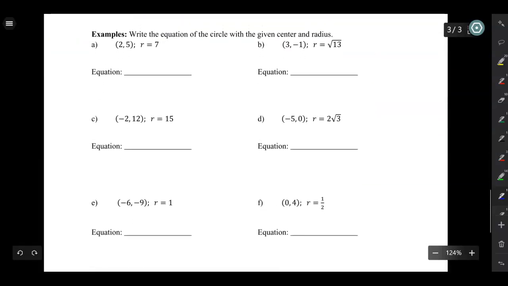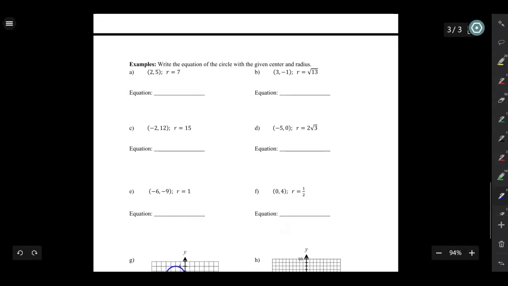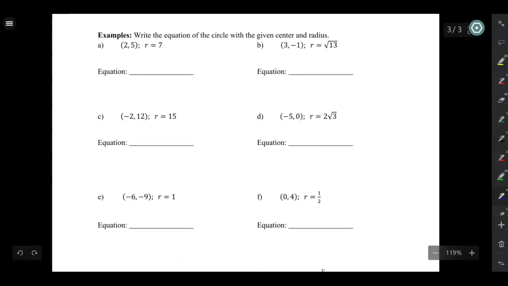So now let's do a couple examples where we are given the center and the radius, and we are just going to write the equations. So in this first one, I'm going to have the equation of x minus 2. Remember that the x value of your center always goes with the x parenthesis, and the signs always switch. So x minus 2 squared plus y minus 5 squared is equal to 7 squared, which is 49.